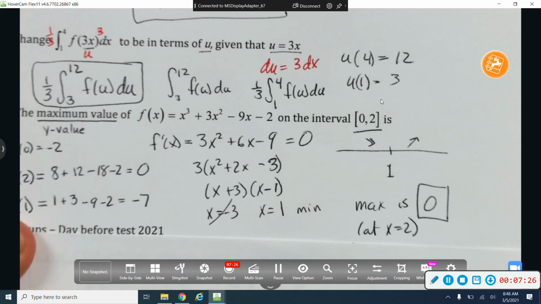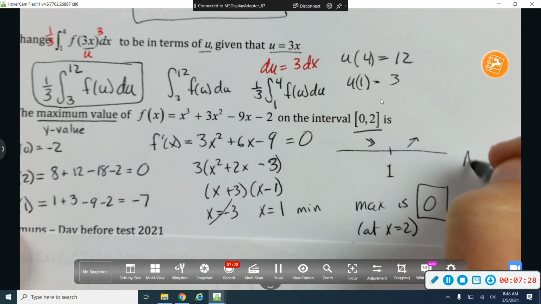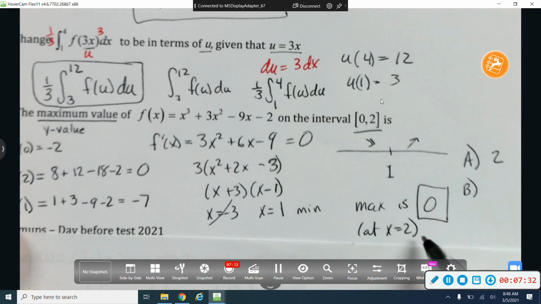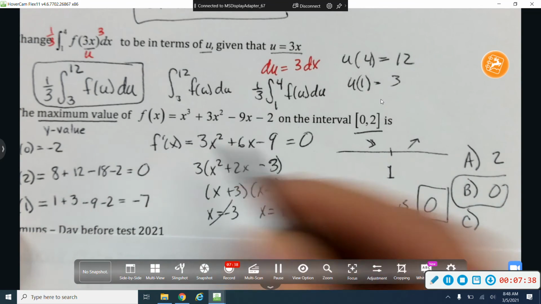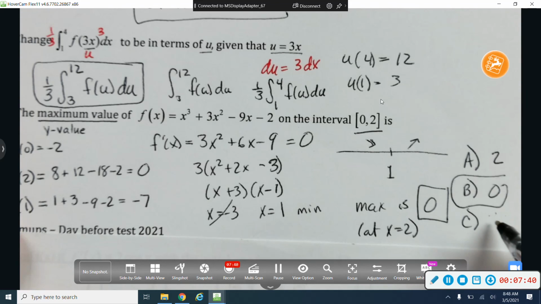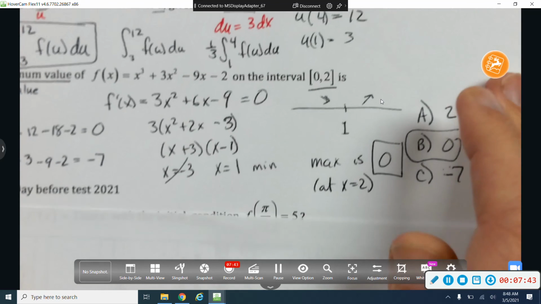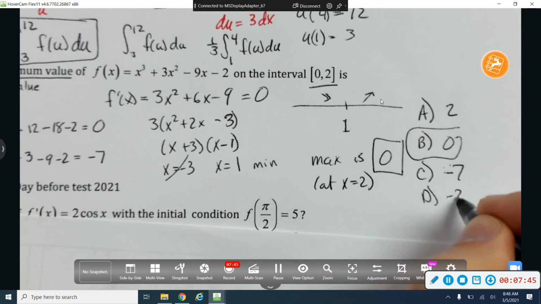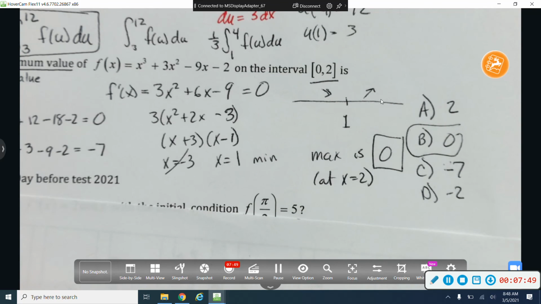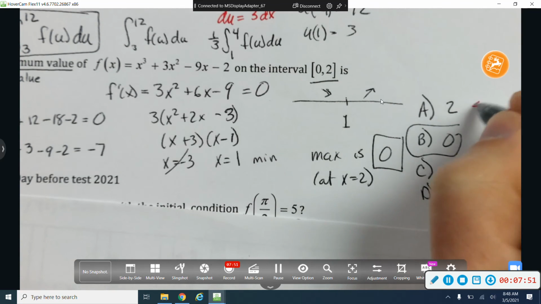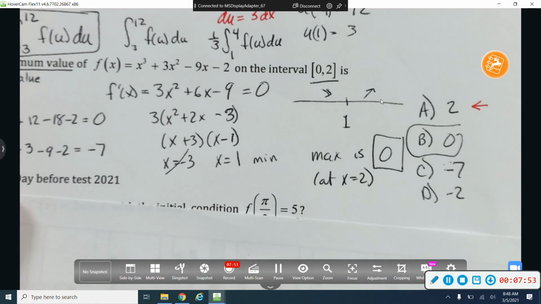So on a multiple choice test, probably 2 is one of the answers, which is very misleading because x equals 2 is where it happens. 0 would be the right answer. And who knows what the other answers might be. Negative 7 and negative 2 maybe. But the tricky part would be 2, that's the x value, but that's not the y value. So make sure you answer the question that's being asked.